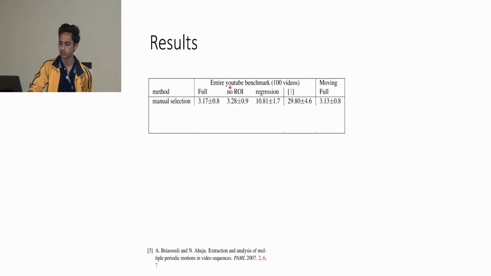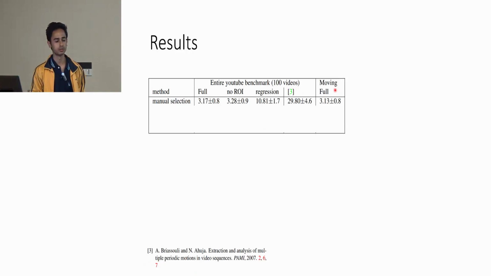This is on the entire YouTube benchmark. Here, full means the entire system that they defined. No ROI is the one where they don't use ROI detection. Regression is a variation of their convolution network, where instead of classifying at the end, they use a regression. So they'll come up with a number, and they use Euclidean loss to train that regression. Reference 3 is a previous paper which deals with pattern analysis, and is cited here.